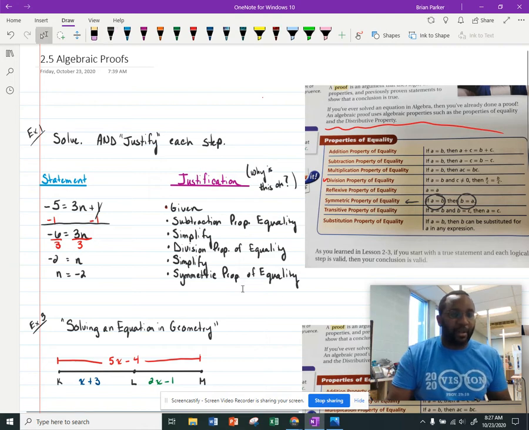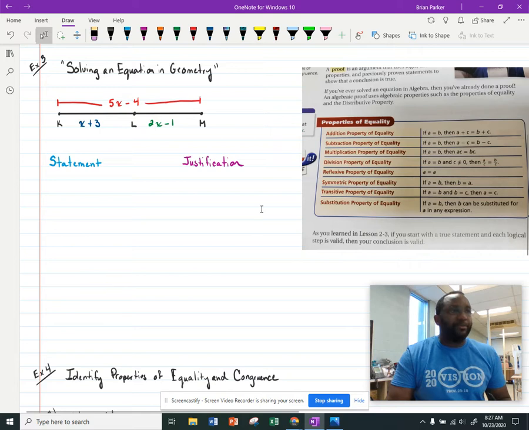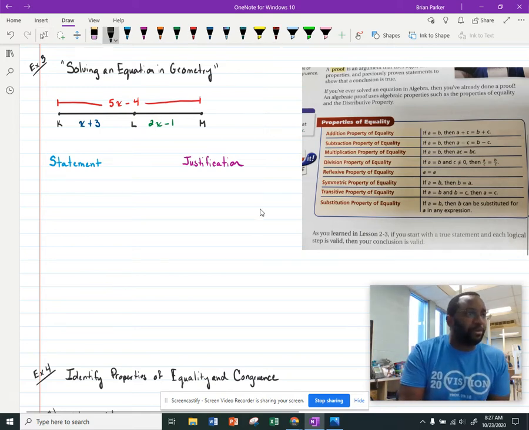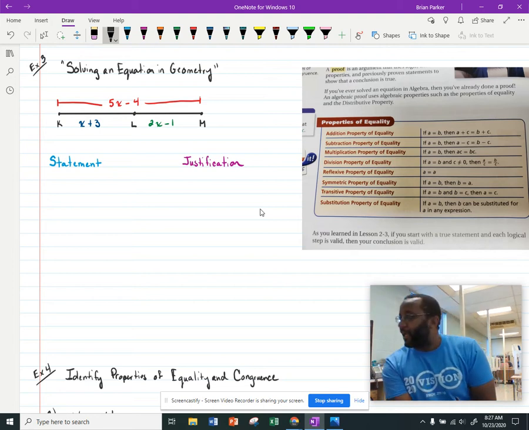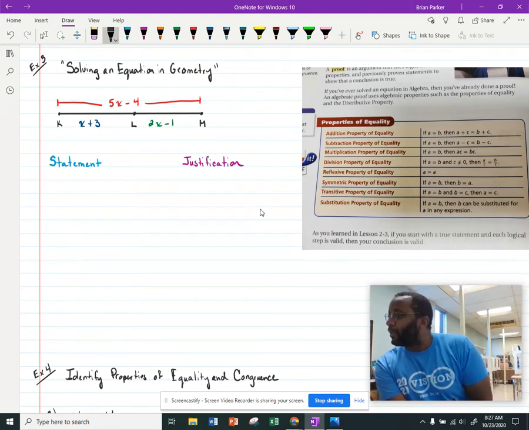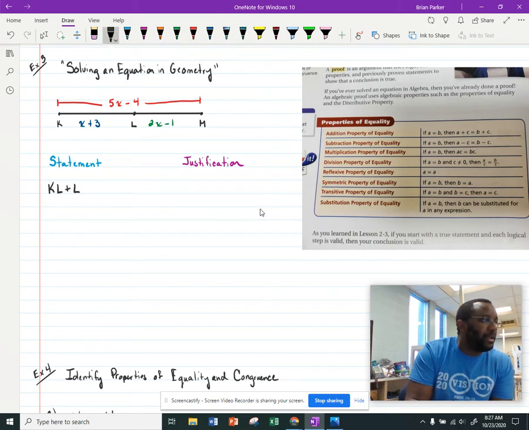All right, so we're going to look at another problem. I think I did that in record time. So let's do another problem right now. Now let's make it look a little bit more geometry, solving an equation in geometry. So here's our statement side once again, our justification side. How do we start this? Well, we'll start the way I've told you guys before. You need to say that KL plus LM is going to equal the whole thing, KM.